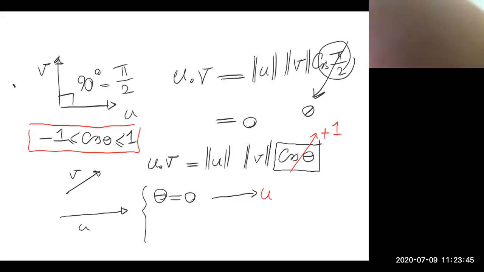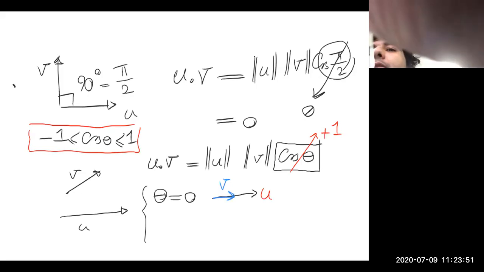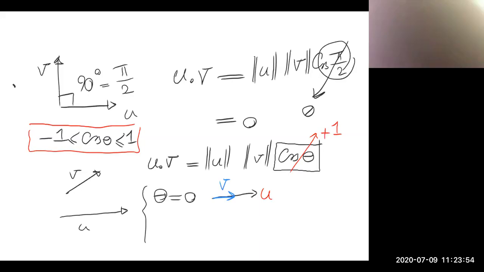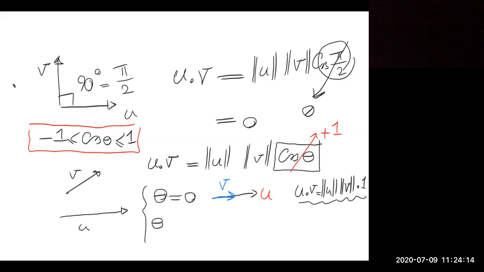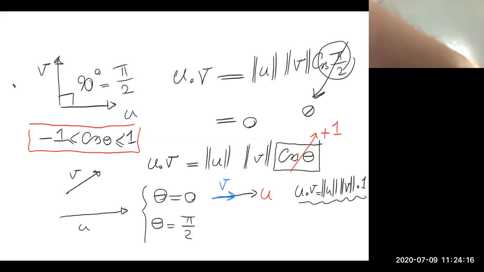So for example, this is u, this is v. The angle between them is 0. This is when the cosine is max, right? So u dot v in that case would be the length of u times the length of v times cosine of 0, which is 1. So if u and v are in the same direction, the dot product would take its maximum value. When theta is pi over 2, they are normal to each other.